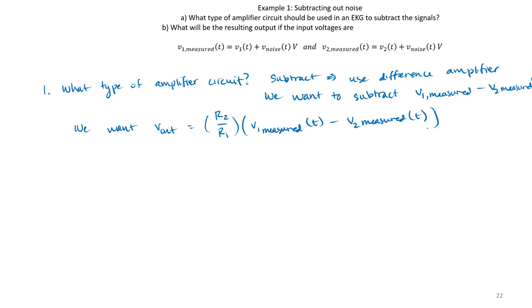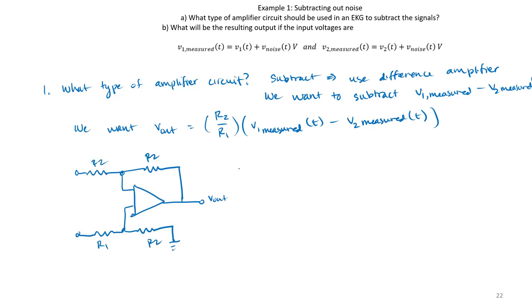So in this case, the circuit we want is similar to our previous example. We know that this voltage V out will be given by R2 over R1 times V2 minus V1, where V2 is our voltage down at the lower terminal, and V1 is our voltage up top. Notice we want to subtract V1 minus V2. So in this case, we just have to be careful.